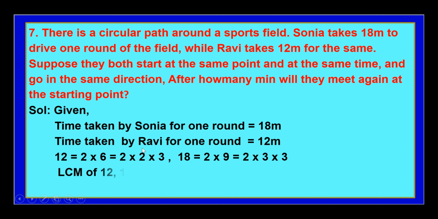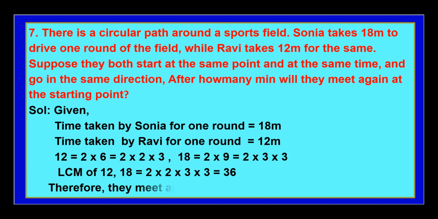Now LCM is 2 square into 3 square. 2 square into 3 square is 36 minutes. Therefore, after 36 minutes, both will meet at the same point again, the same starting point. Therefore, they meet again after 36 minutes. Is it clear? By this, we completed all the questions of exercise 1.1.